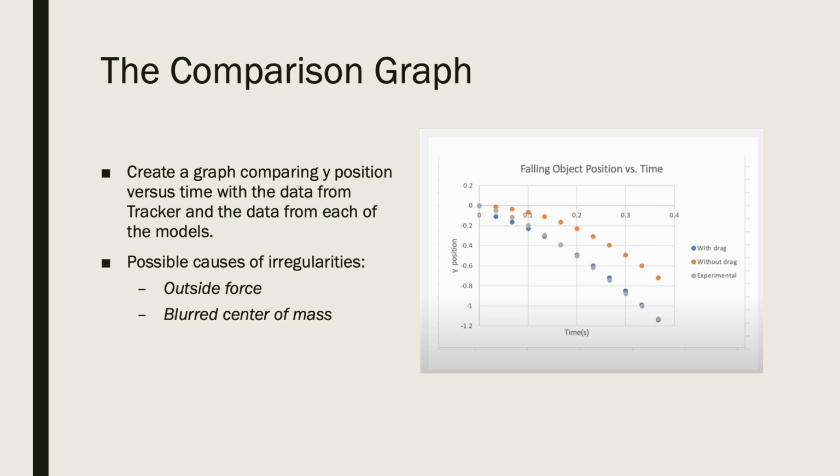The observed final position diverges from the predicted position, and this could have been due to a blurred center of mass causing mistakes in placing the points in Tracker, or possibly an unaccounted outside force causing deviation in the x movement.